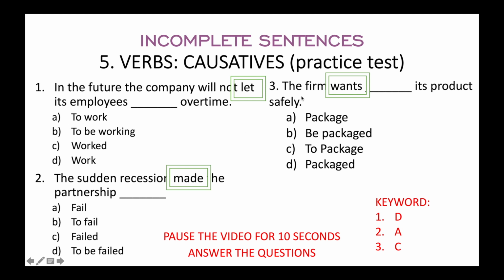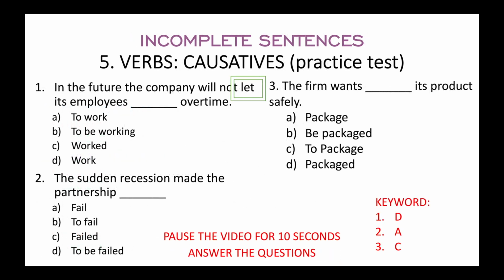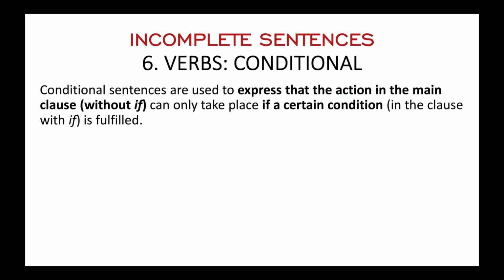And then the next one, the firm wants its product, blah blah blah, its product safely. Pay attention to the previous explanation on the word want over here, so we have to add to before the verb. So here are the answers. C. Okay, got it everybody? Okay, so let's move on to the next section, guys. So the next section is on the conditional sentences.